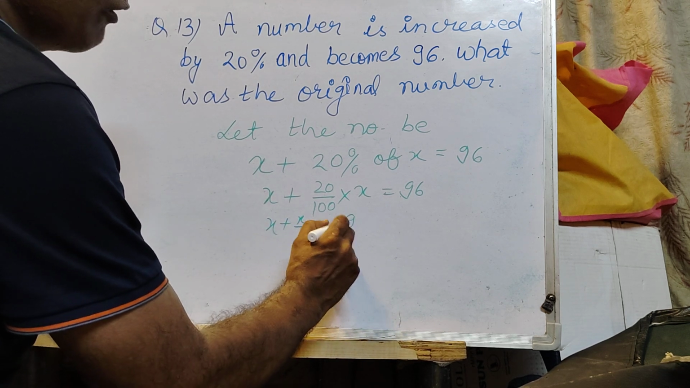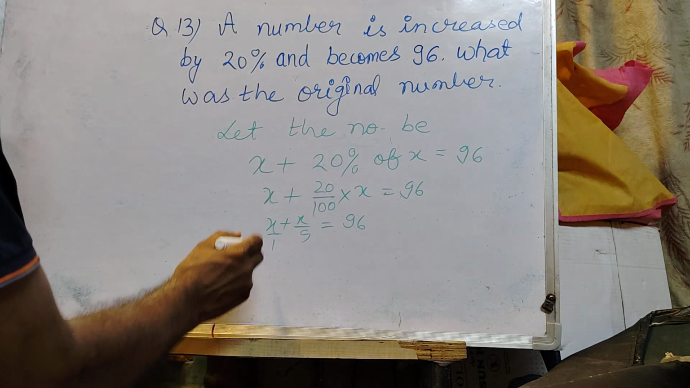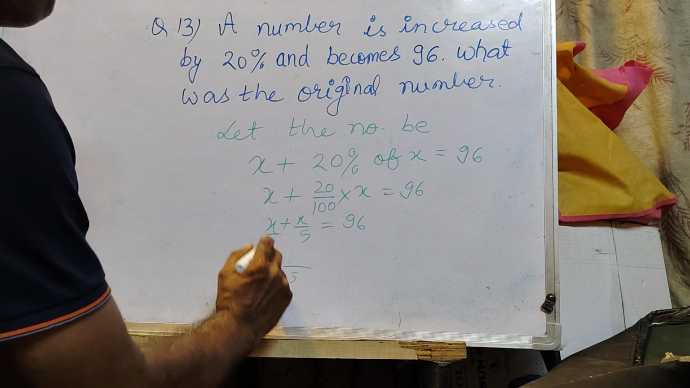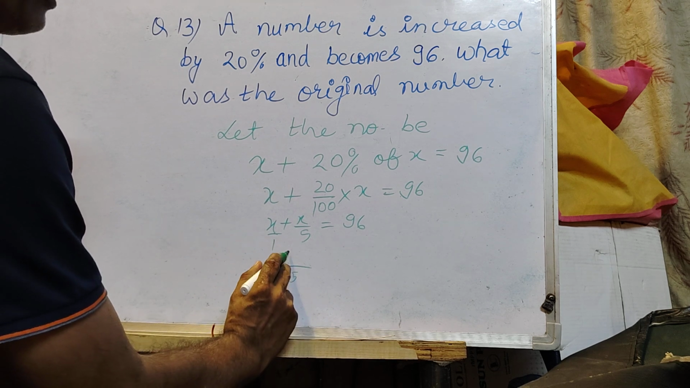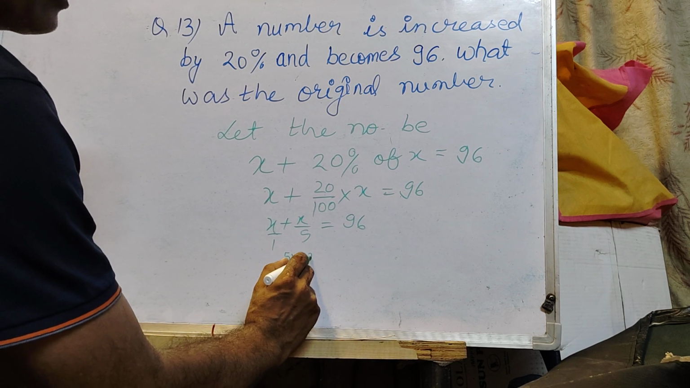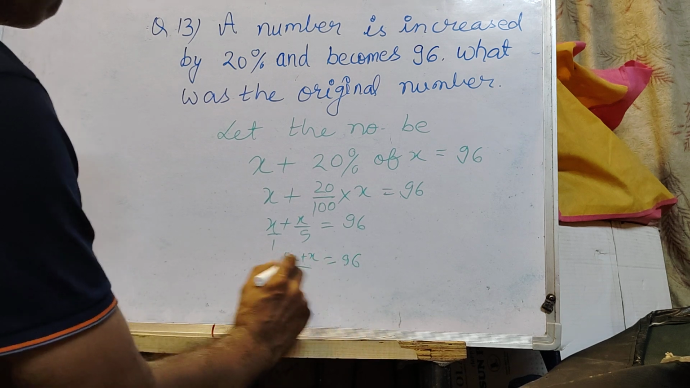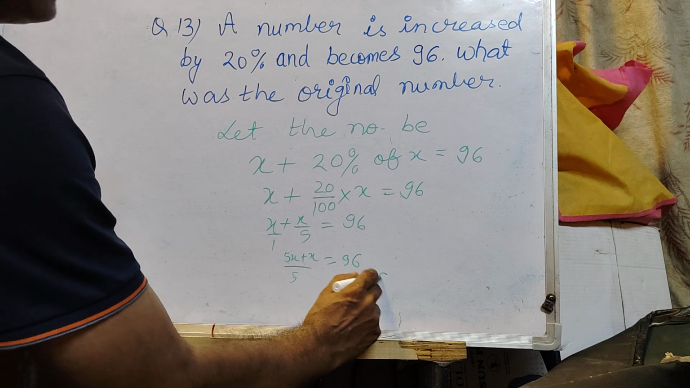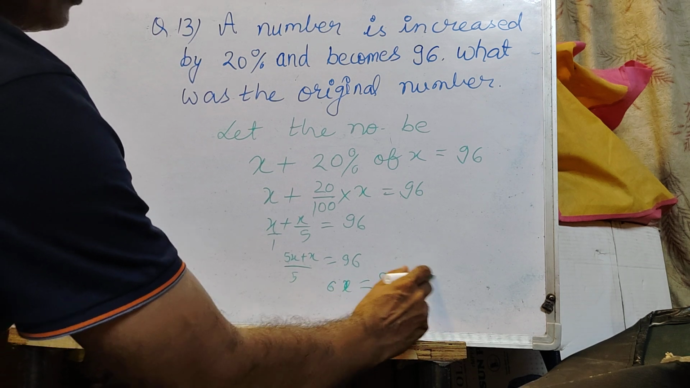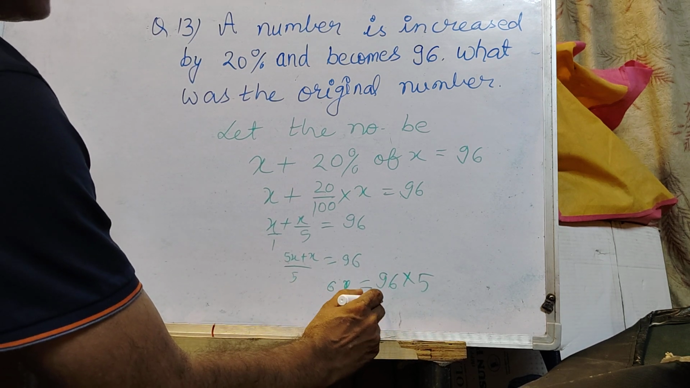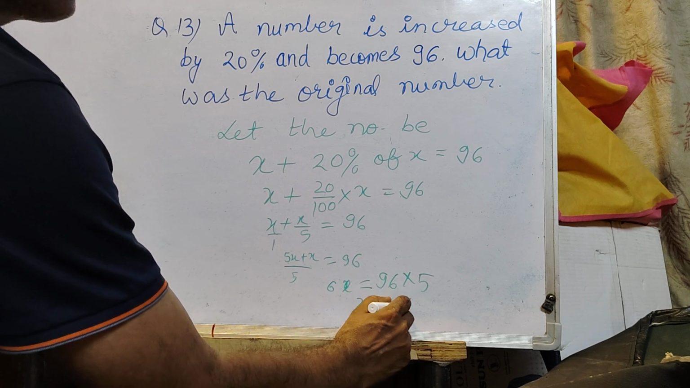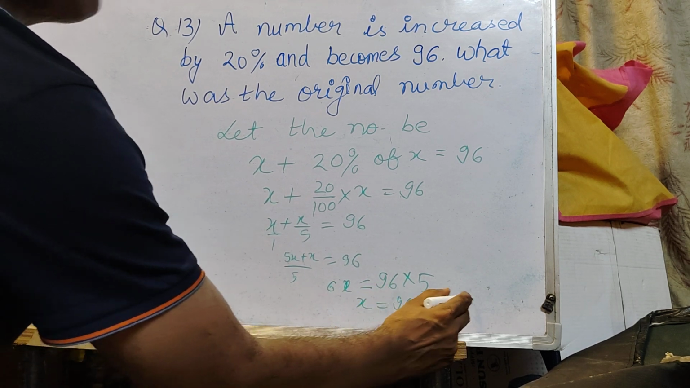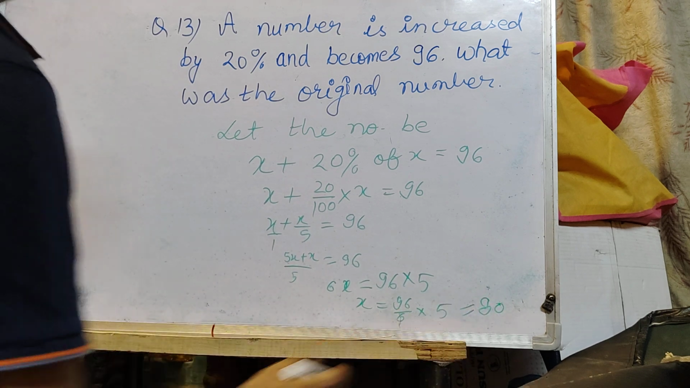So x plus x over 5. So it is x over 1, first one, and x over 5. We take LCM 5. So it becomes 5x because we multiply both by 5. So 5x plus x equal to 96. So 5x plus 1x gives us 6x. So 6x equal to 96 multiplied by 5. And 6 goes in the denominator, it divides 96. 96 divided by 6 is 16. 16 times 5 is 80. So the correct answer is 80.